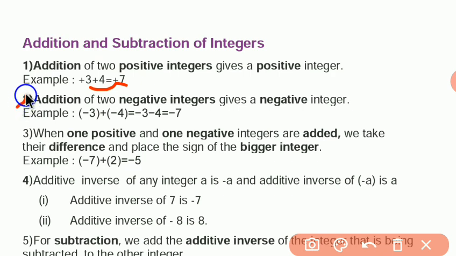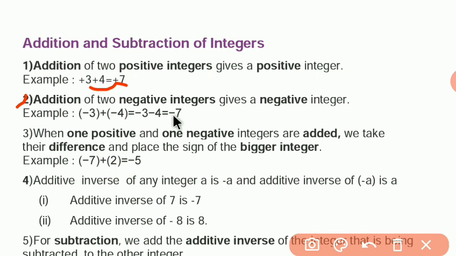Now second one. Addition of two negative integers gives a negative integer. For example, minus 3 and minus 4. These are the two negative integers. We have to add these two negative integers. So minus 3 plus minus 4. If we open the bracket, minus 3 plus into minus, minus 4. Minus minus plus. So 3 plus 4, 7. And we'll put the sign of minus.